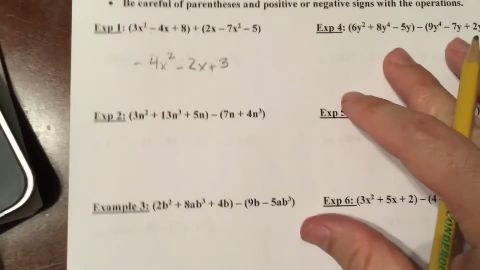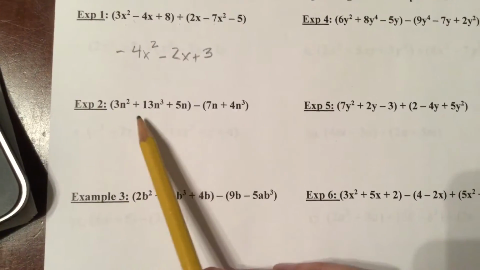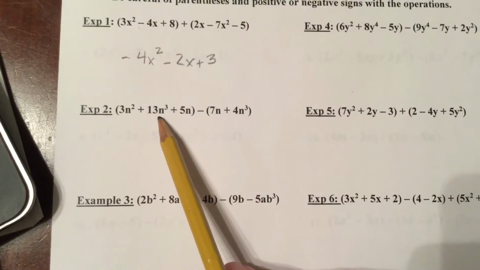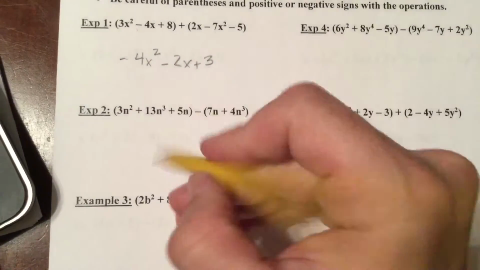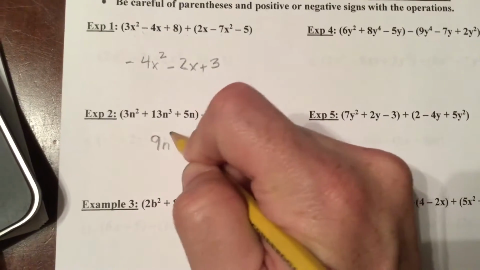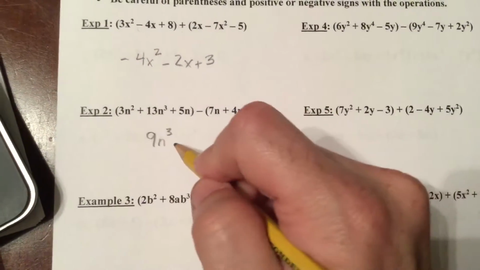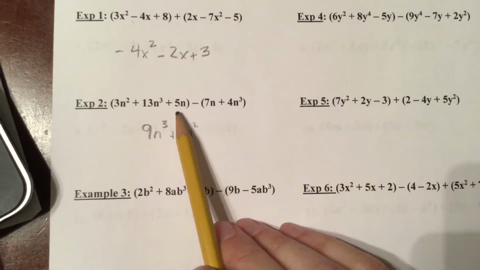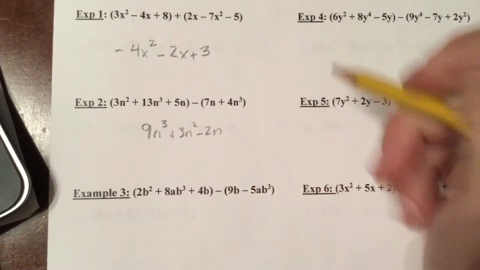Now it becomes complicated when you have a negative sign between them. So the largest power I have is n cubed. My largest power is 13n cubed, minus 4n cubed, so 13 minus 4. Now I don't have any n squared, so I can bring that 3 down. And then I do have an n. 5n minus 7n is negative 2.